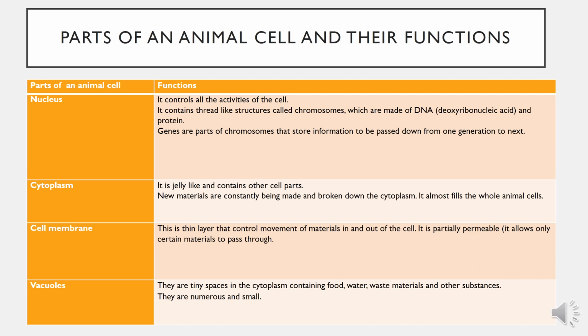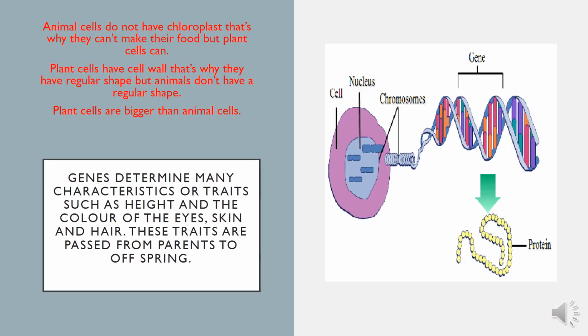Then there was a cell wall in a plant cell, and there is no cell wall in animal cell. In plant cell, cell wall gives a particular shape to the plant cell, while in animal cell there is no cell wall, so it doesn't have any fixed shape. Here you can see that animal cells do not have chloroplast, that's why they can't make their food, but plant cells can. Plant cells have cell wall, that's why they have regular shape, but animals don't have a regular shape. Plant cells are bigger than animal cells.